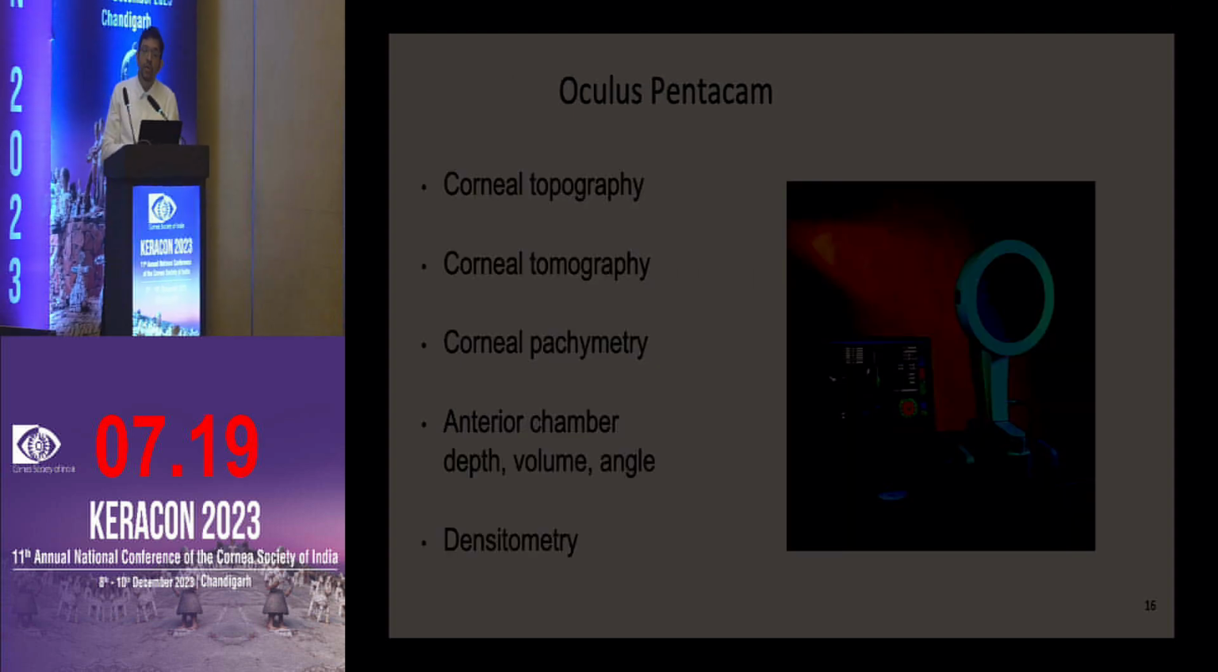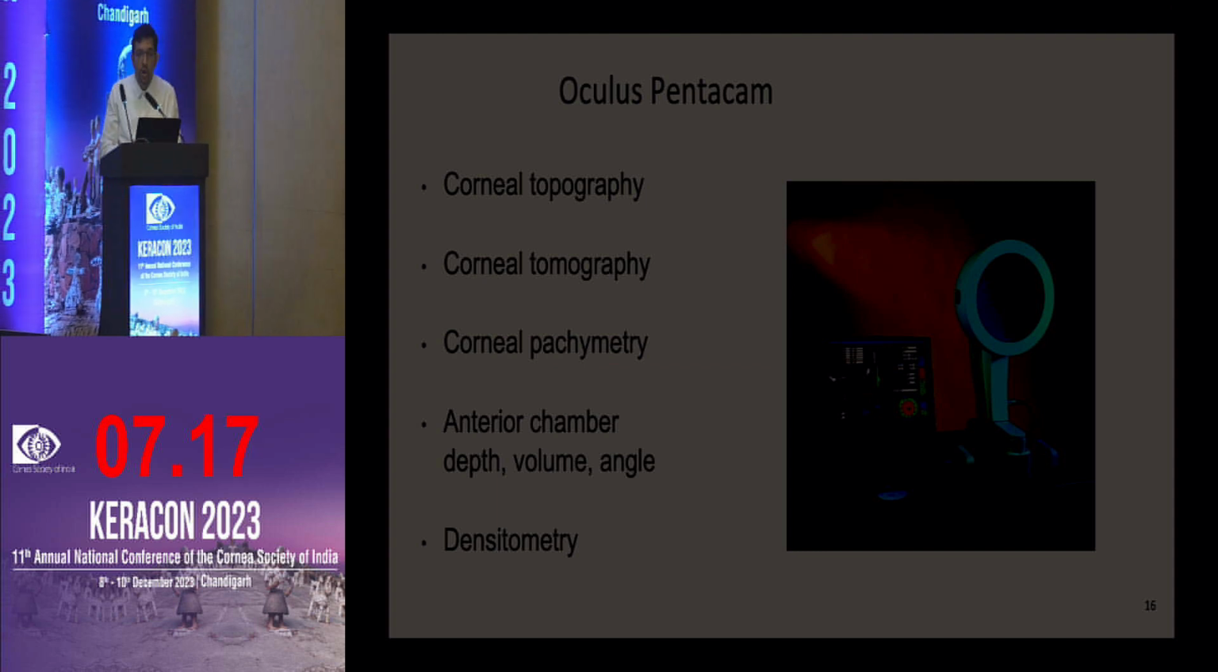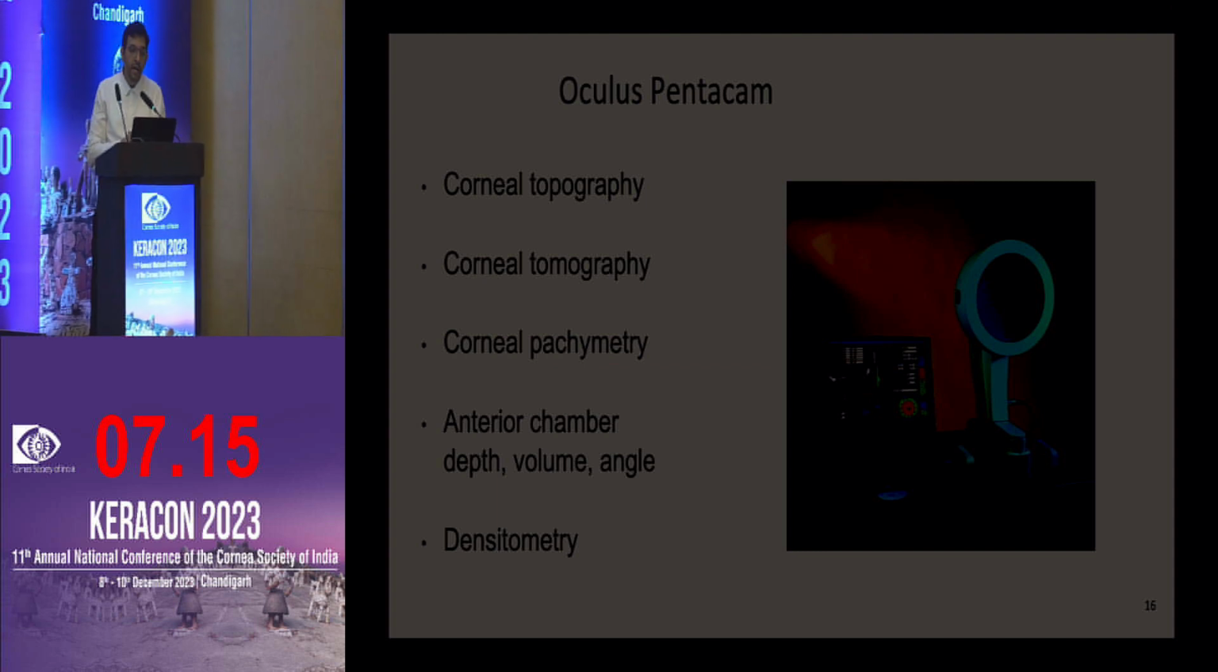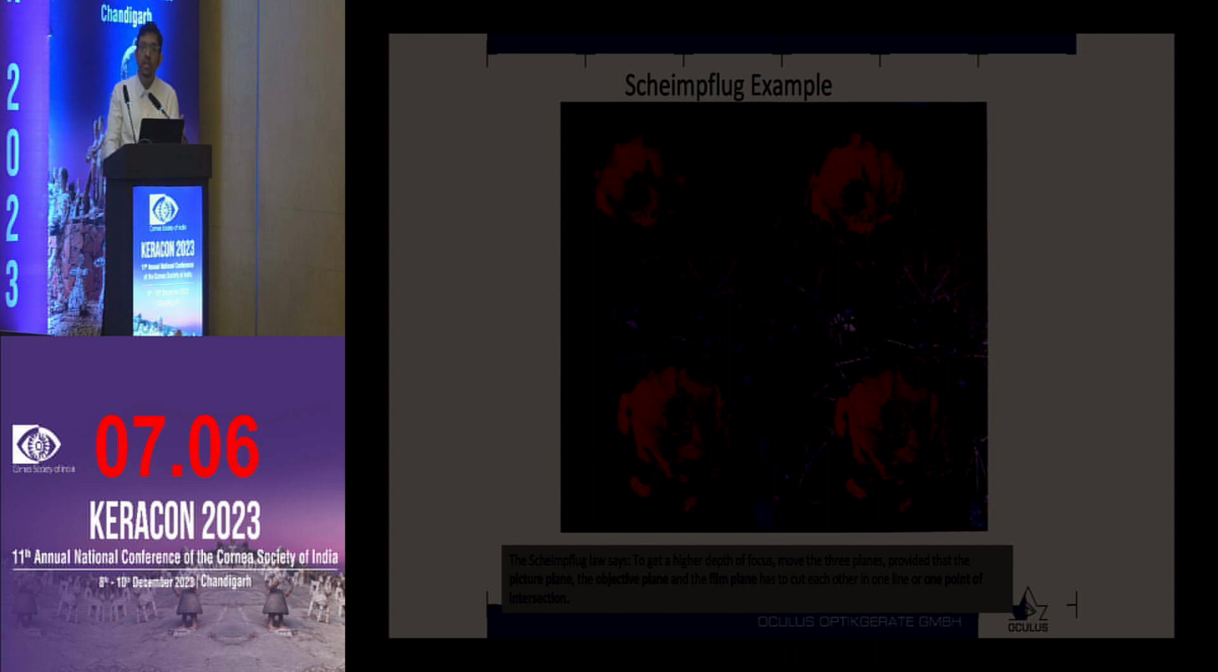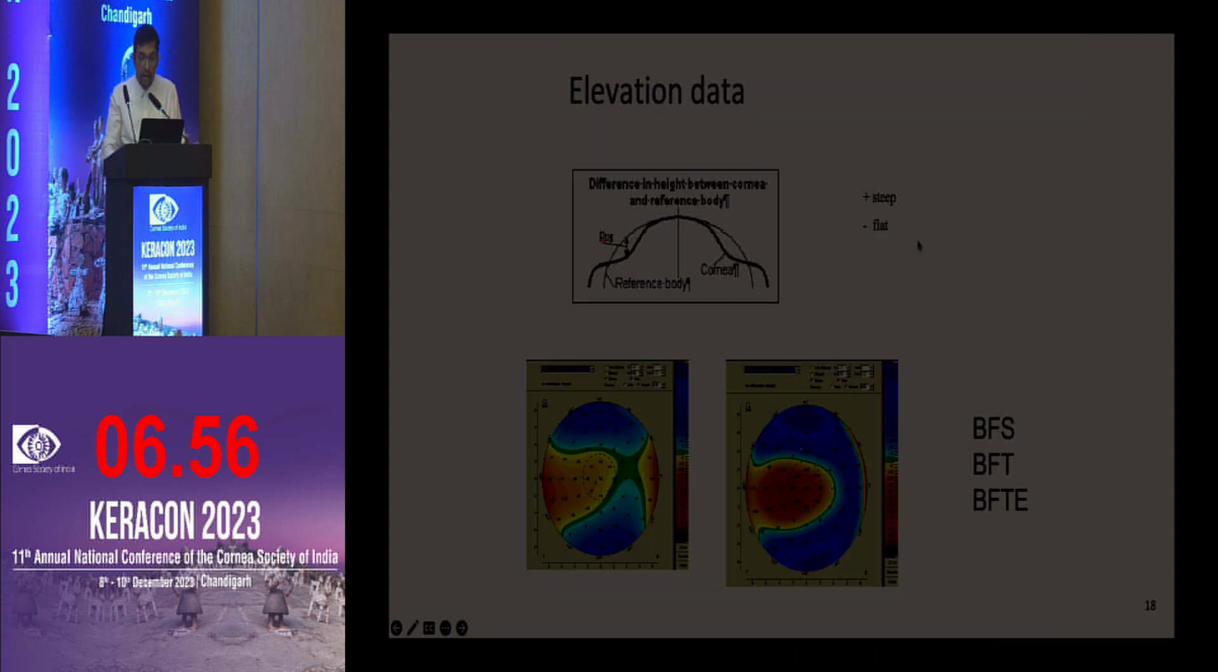So therein comes the role of Scheimpflug based devices. The most commonly used probably is the Pentacam, and it gives you the corneal tomography, the pachymetry, the anterior chamber details, and further information is also available. It's based on the Scheimpflug principle, where your objective plane, picture plane and the film plane focus at the same area to give you a better depth of focus, as seen on the picture. I'm sorry, it's a little bit dull.